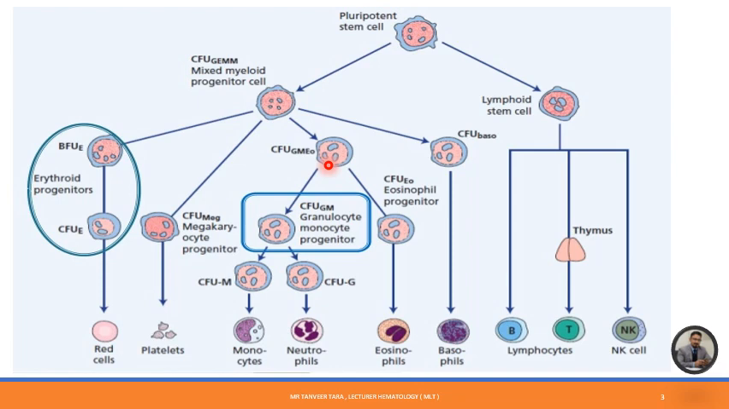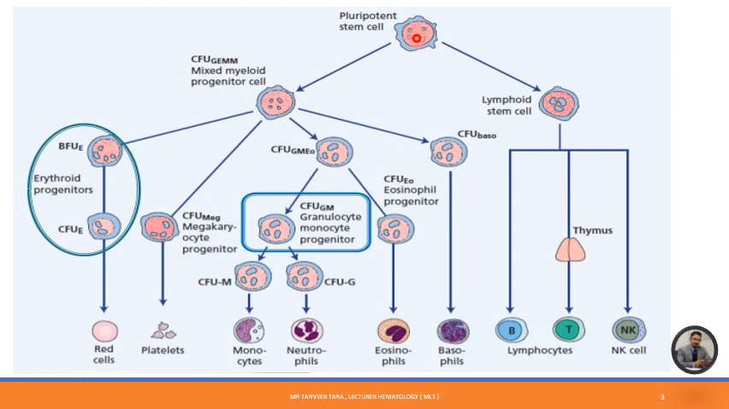On the other hand, on the left side, we have the colony forming unit of granulocyte, erythrocyte, monocyte, and megakaryocyte stem cell. From here onward, the burst forming unit goes further and divides and matures into the red blood cell, and we have platelet here, and also neutrophil, eosinophil, and basophil, with the monocyte as well. So this is the chart, and we have all the cell production from this pluripotent stem cell.